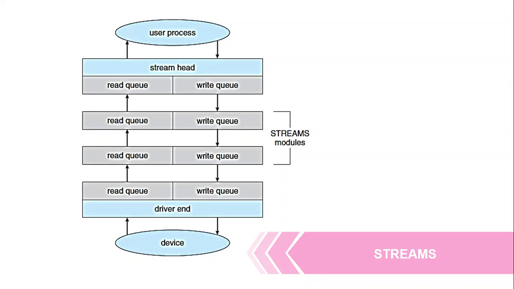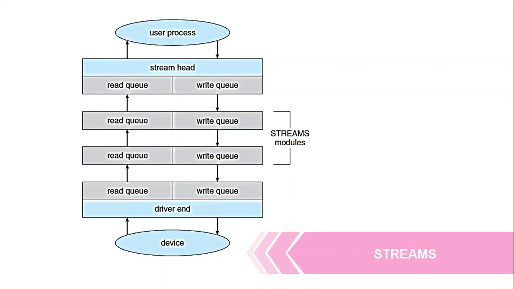Next, streams. The streams mechanism provides a bidirectional connection between a user process and the device drivers, in which the device interacts with the driver end and the user process interacts with the stream head. Streams are widely used in Unix.